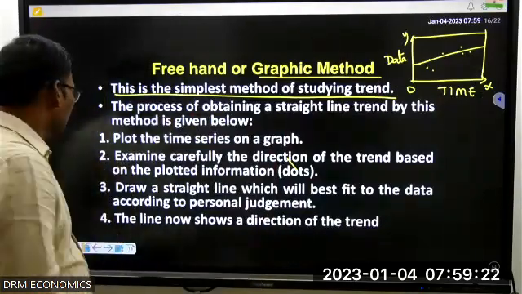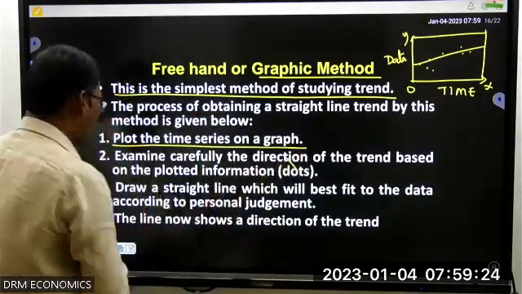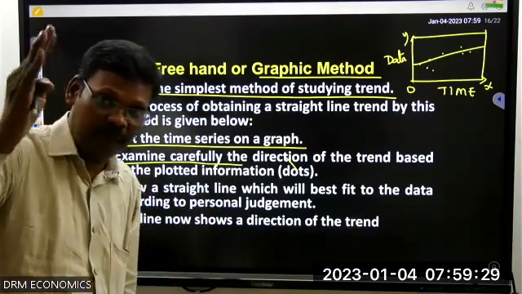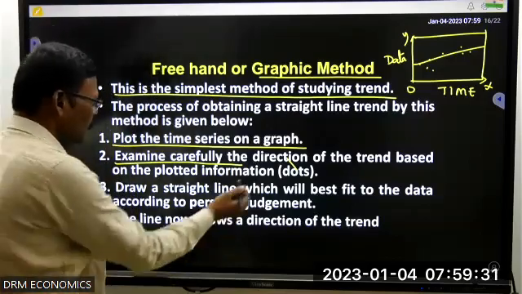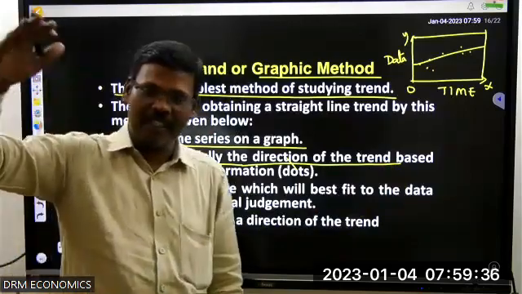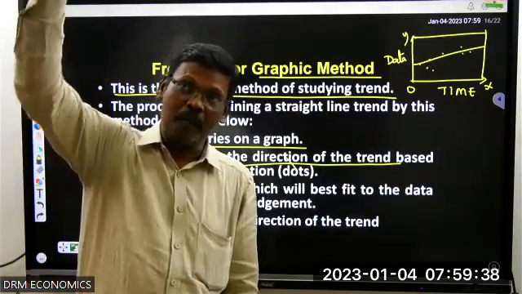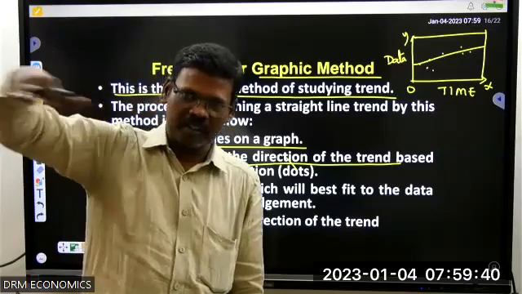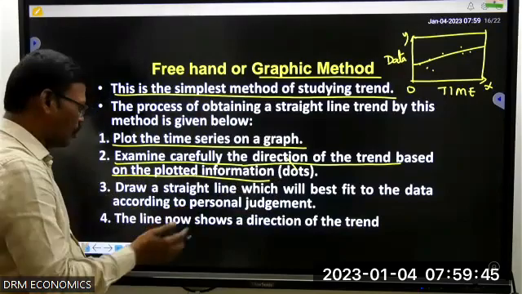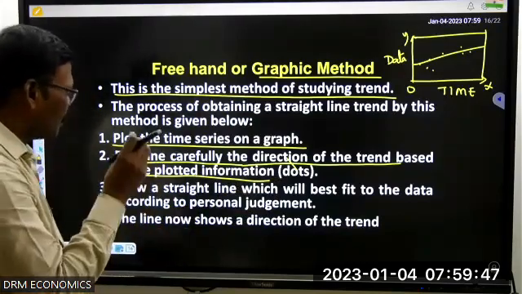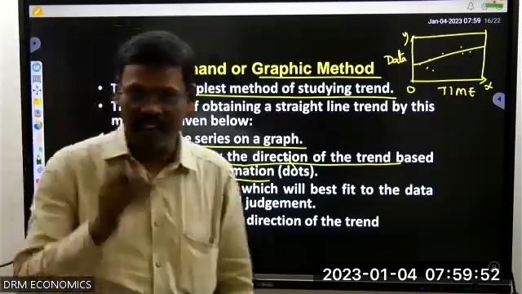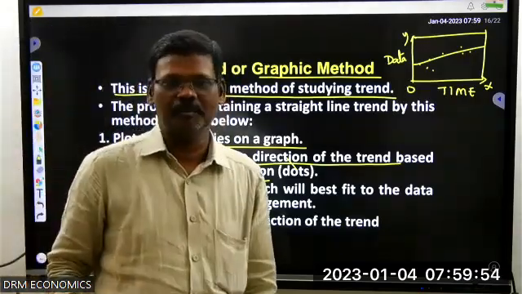So plot the time series on the graph and examine carefully, observe carefully the data whatever you represented in the graph, the direction of the trend. So when you represented data, what is the direction? Is it upward slope or downward slope or straight line or something like that? So based on the plotted information, draw a straight line which will be the best fit to the data according to your personal judgment. So it is your personal judgment, you are going to be judging.